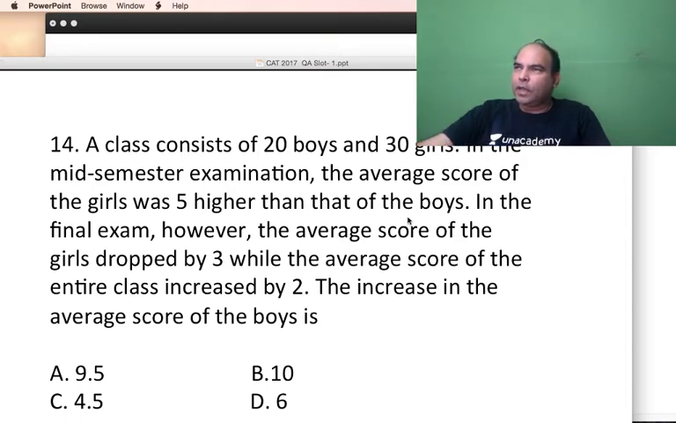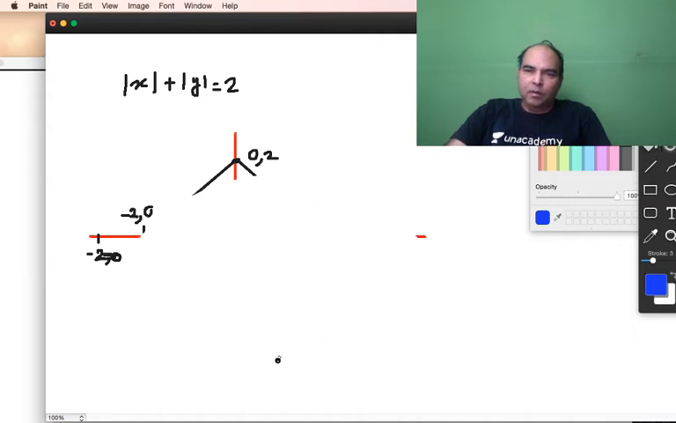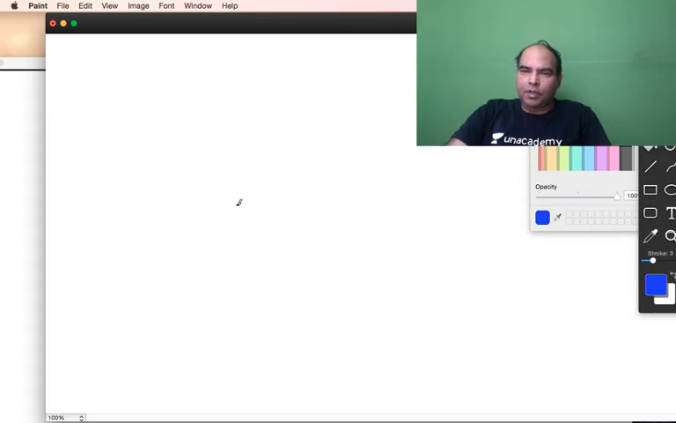So what we have to do is, if I'm thinking variables here, I can think of this in this form: if I take the average of the boys as x, then the average of the girls will become x plus 5. Let me just clear this from my last session. So if I take the average of the boys as x, the average of the girls becomes x plus 5. There are 20 boys and 30 girls.